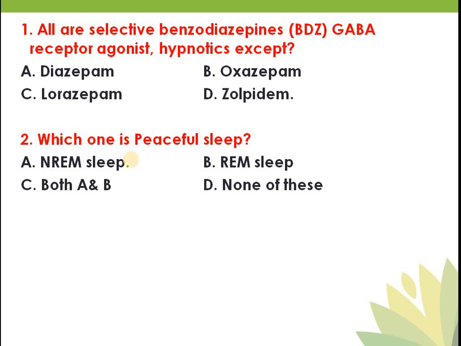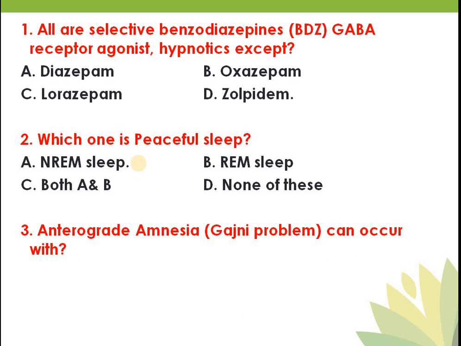NREM sleep is non-rapid eye movement sleep. It is a peaceful sleep. NREM sleep has 4 stages: stage 1, stage 2, stage 3, and stage 4. So here your 3 questions are covered. In this peaceful sleep question, option A is the correct answer. Now we will take the next question.